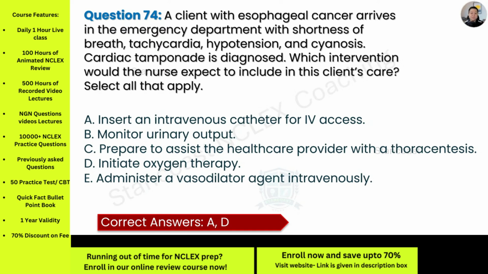Why is letter B incorrect? Well, we know that this is important for hydration, but it's not a priority intervention for managing cardiac tamponade. Our focus here is stabilizing the cardiovascular and respiratory systems. Letter C is also incorrect. Cardiac tamponade requires pericardiocentesis, not thoracentesis. So eliminate this one. We have letter E, administer a vasodilator agent intravenously. This will significantly reduce the blood pressure further and can worsen the hypotension. So we have to eliminate this option as well.